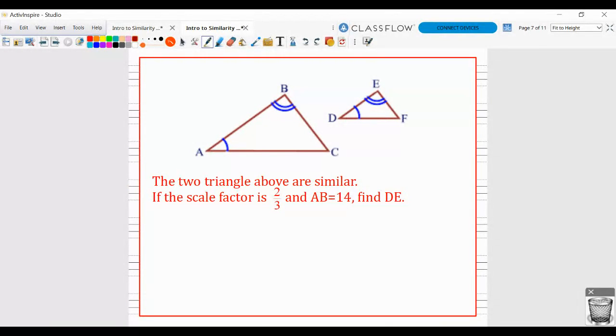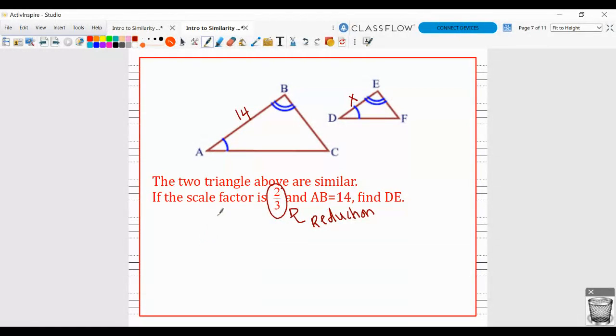So let's stretch this a little bit further. Let's take a little bit more into this. So the two triangles above are similar. If the scale factor is 2/3, so I know that it's getting smaller. I know that it's a reduction. And AB is 14. I'm trying to find DE. I'll call it X. Creative.